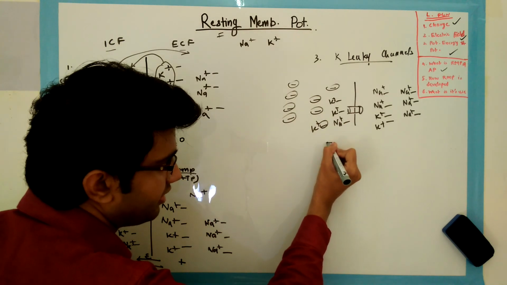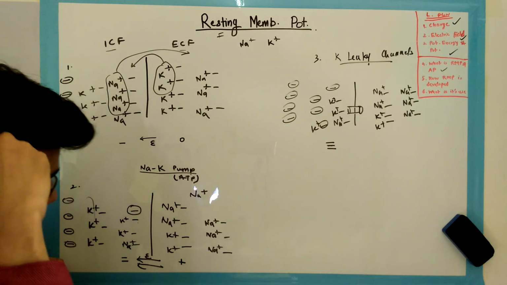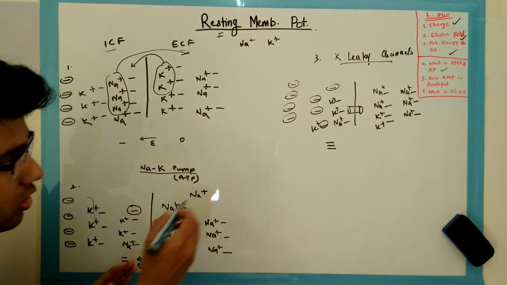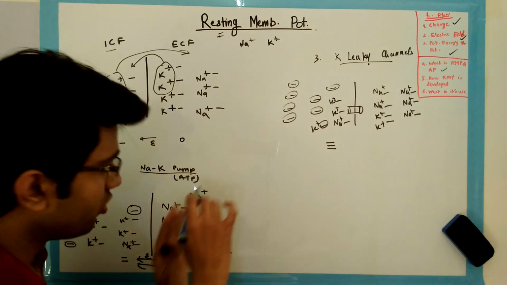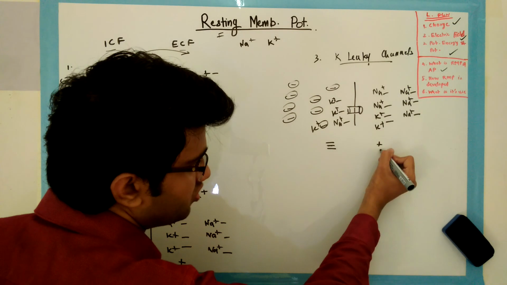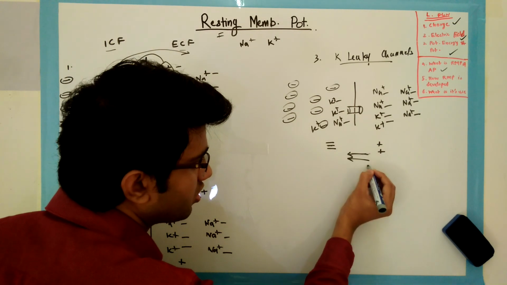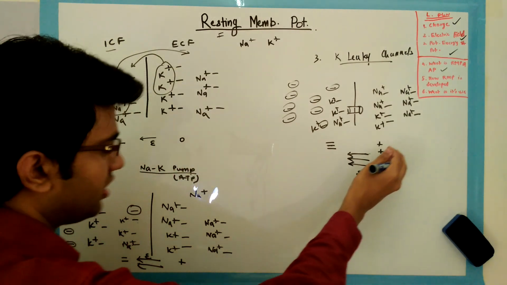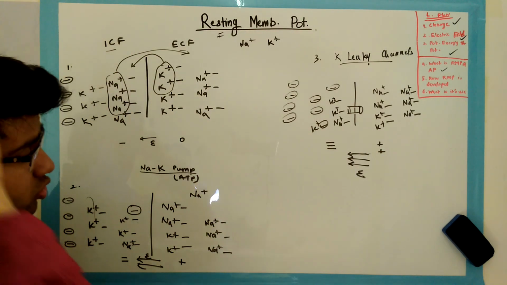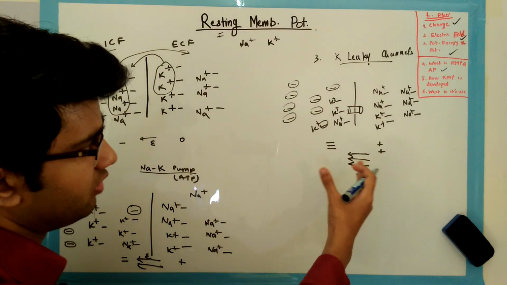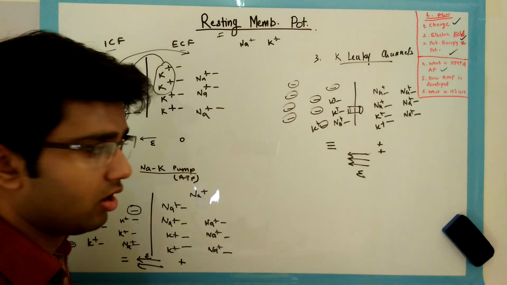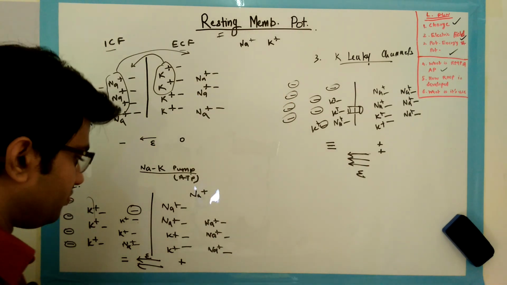So negative charge will increase on the inside, whereas the potassium ion which moved to the outside will create more positive charge on the outside. So now finally we have a very strong electric field developed in this direction. So this is how a potential is developed, what we call the resting membrane potential, right?